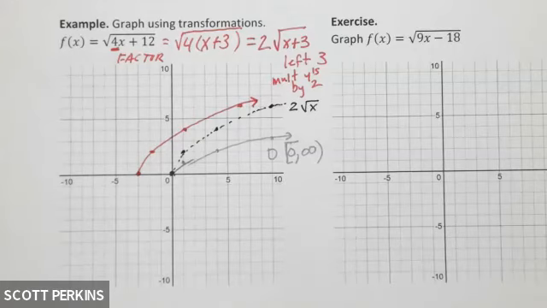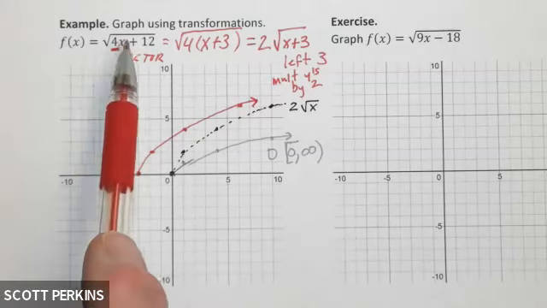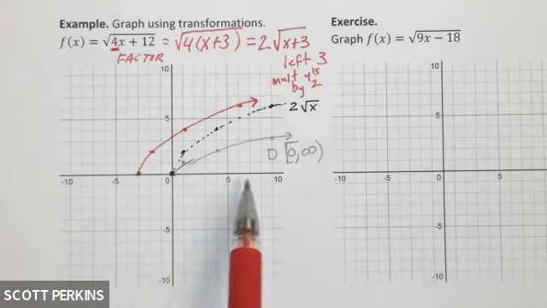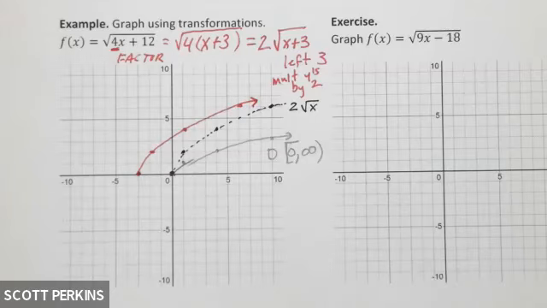If I'd asked you what the domain is, you would have set 4x plus 12 greater than or equal to 0, and you would have got the exact same thing we just got on the graph, that the domain starts at -3 and it goes to infinity. So all things should relate to each other and be equivalent.